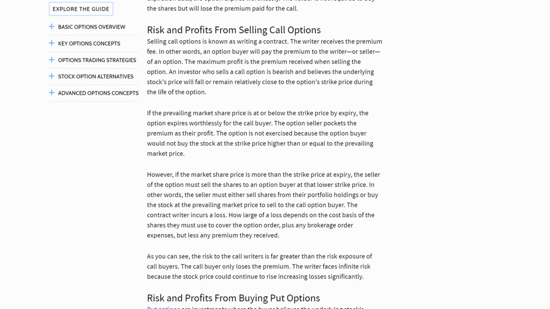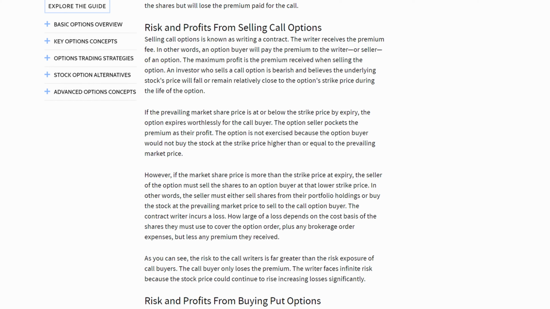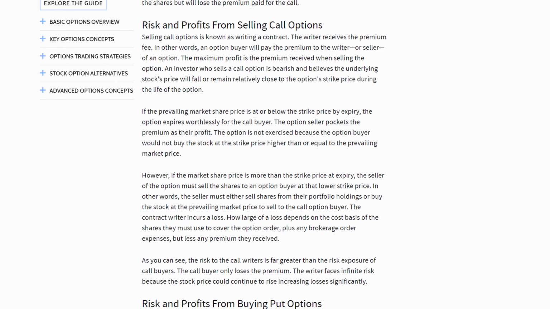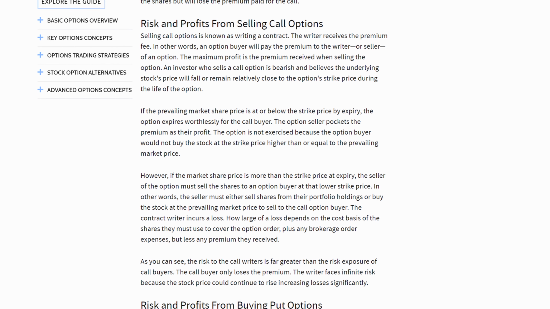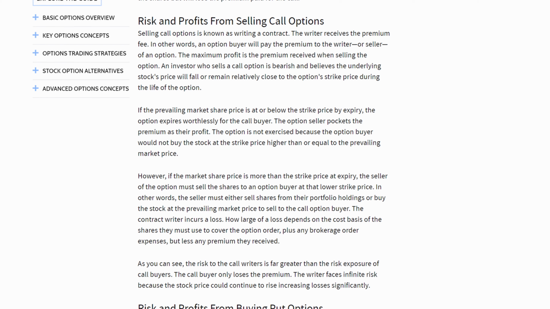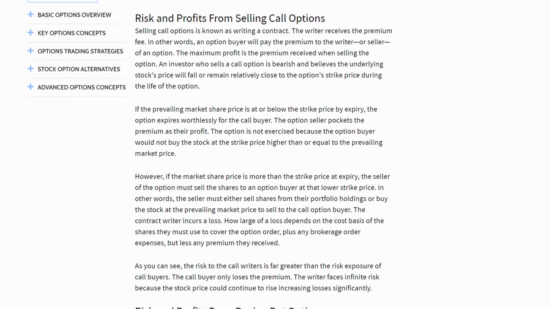However, if the market share price is more than the strike price at expiry, then the seller of the option has to sell the shares to an option buyer at the lower strike price. This means that the seller must sell shares from his portfolio or buy stock at the market price so that he can sell it to the call option buyer. So if you compare the two instances, the risk to the call writers is greater than the call buyers.